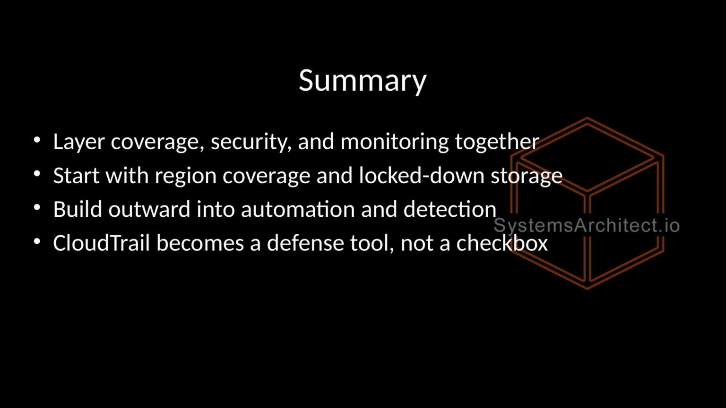In summary, getting CloudTrail right is less about flipping one switch and more about layering these 15 strategies together. Broad regional coverage, tight security around the logs, real-time monitoring, and a team that knows how to read the data. Start with all region trails and lock down S3 storage, then build outward into automated detection and response. Done well, CloudTrail stops being a compliance checkbox and becomes one of the most valuable tools your team has for defending your AWS environment.